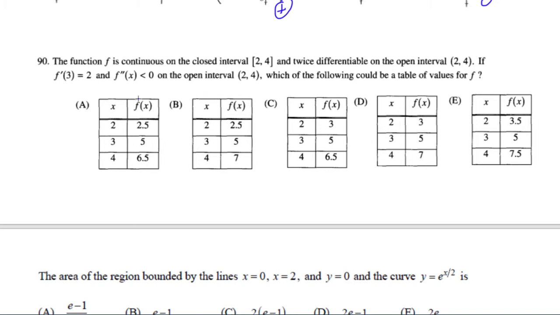All this thing is really nice. Twice differentiable, which means we're allowed to take the derivative twice. It tells us our starting position is here, so we have to add 2 for the first one. The first difference is 2 for all of them: add 2, add 2, add 2, add 2. And the second derivative is negative for all values, so the second difference is negative. Which one adds 2, adds 2?